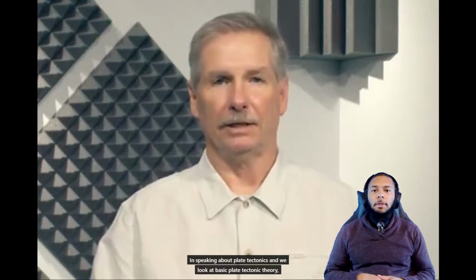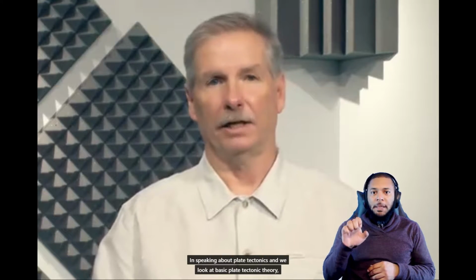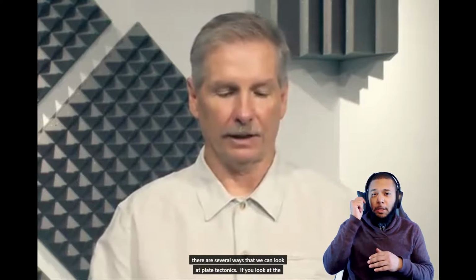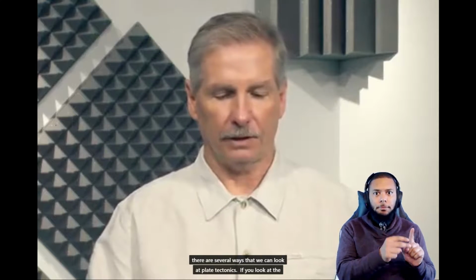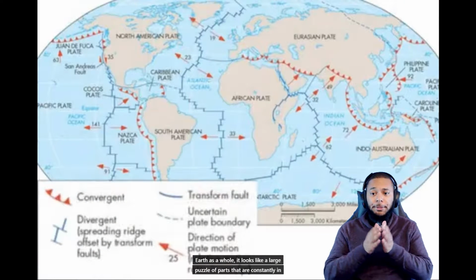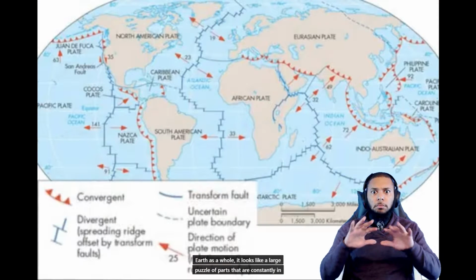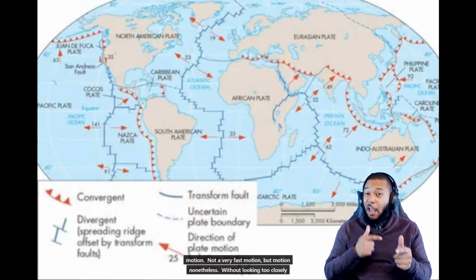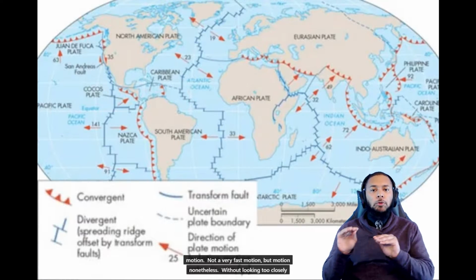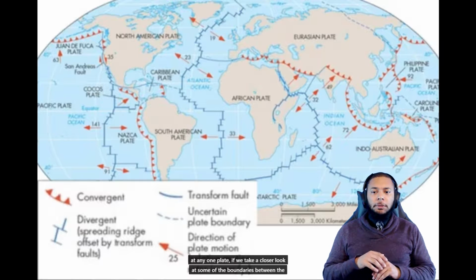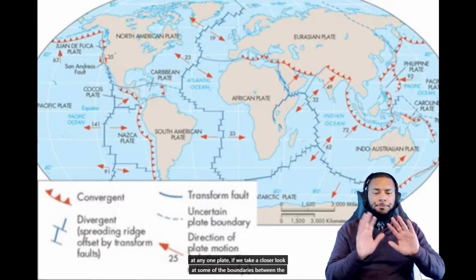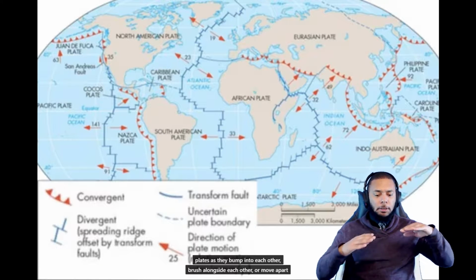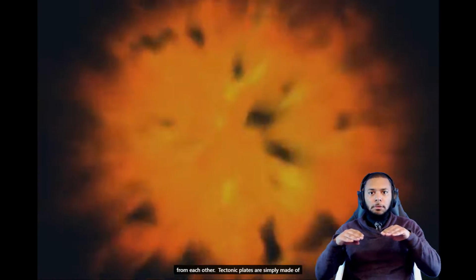In speaking about plate tectonics, we look at basic plate tectonic theory. There are several ways that we can look at plate tectonics. If you look at the Earth as a whole, it looks like a large puzzle of parts that are constantly in motion. Not very fast motion, but motion nonetheless. Without looking too closely at any one plate, we take a closer look at some of the boundaries between the plates as they bump into each other, brush alongside each other, or move apart from each other.